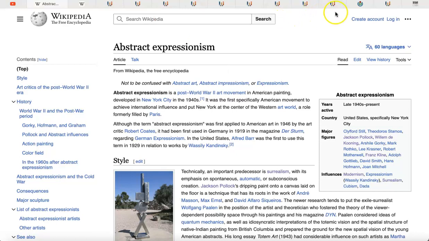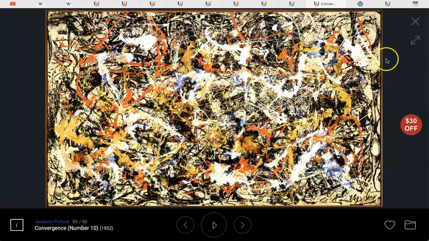I'm going to go back to this one. This is the biggest and the brightest one that I could find. Can you explain this painting to me? I'm turning it over to you, viewers and listeners. Tell me about this painting. Tell me about Convergence, Number 10, by Jackson Pollock, from the year 1952. Tell me about this painting. What's going on? What are we looking at?